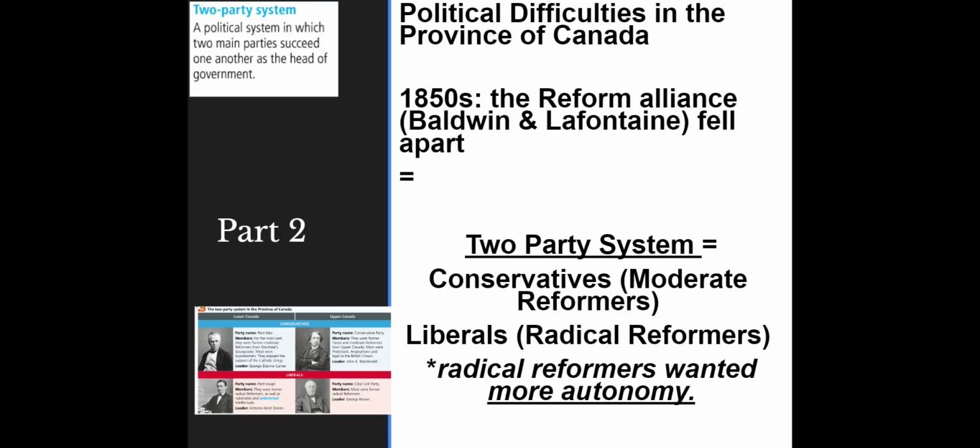Politically, there were a lot of issues that occurred in the 1850s following the end of the Reform Alliance between Baldwin and LaFontaine. What happened was that we see the creation of a two-party system. These are the Conservatives and the Liberals, and they will become the main players in the political landscape. I would pause at document 14 to take a look at the difference between the Conservatives and the Liberals and who their leaders were.